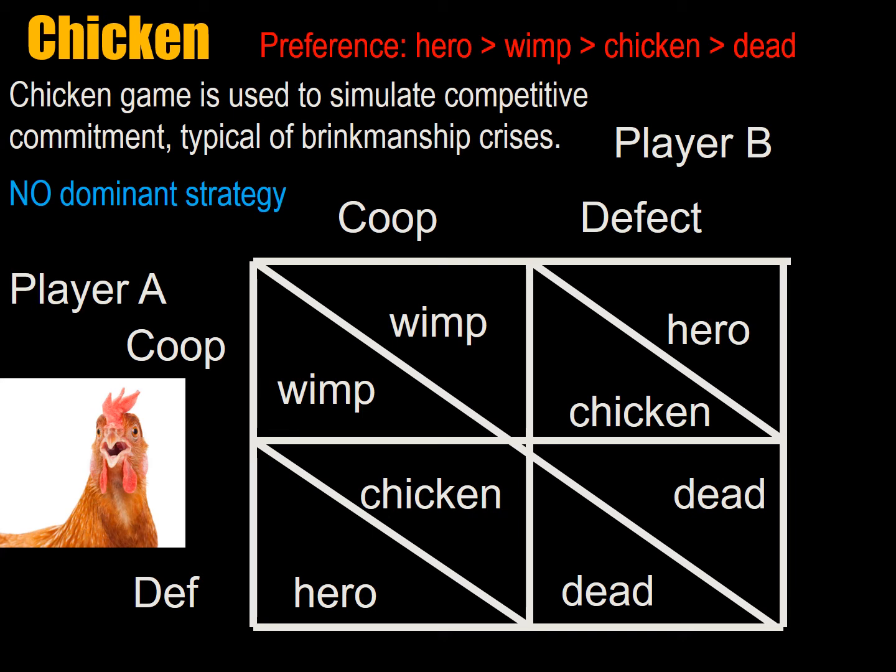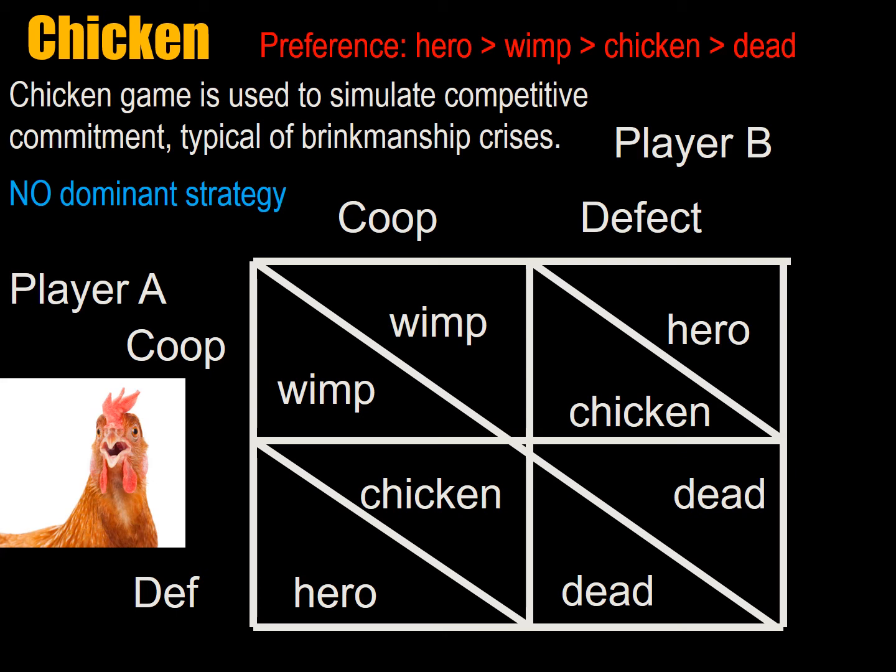When player A goes to the defection column of player B, player A has a choice between dead and chicken. Dead is always worse than chicken. So here, player A should choose cooperation. So there's a problem. Depending on which choice player B makes, player A does not have a dominated or dominant strategy. There's actually a cycling phenomenon here where player A is going to change their choice based upon what player B chooses.